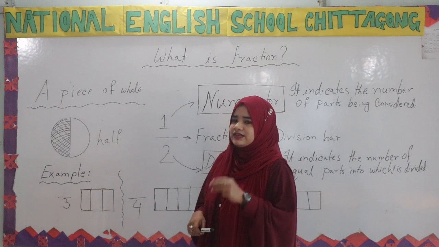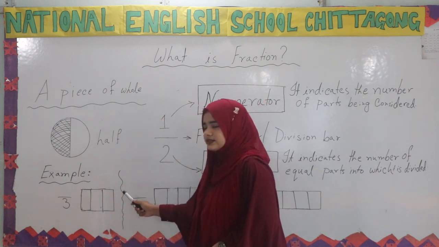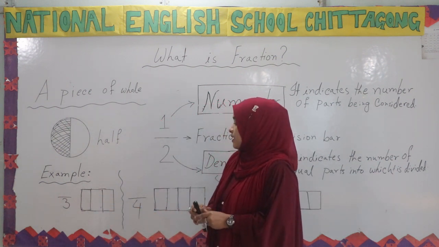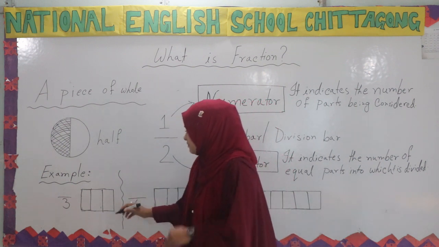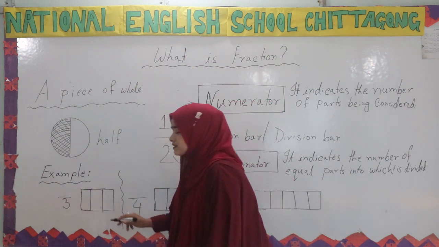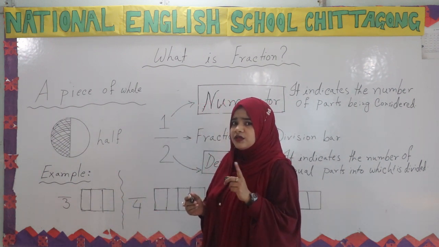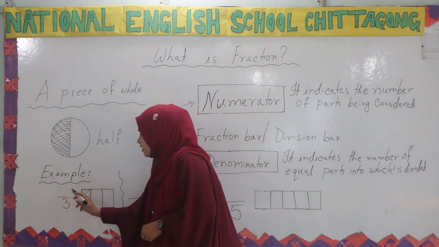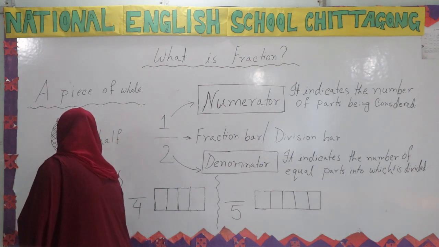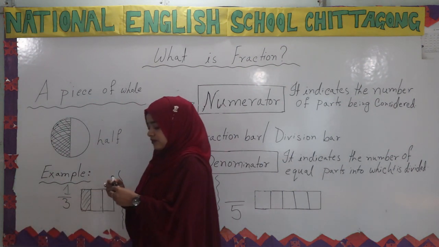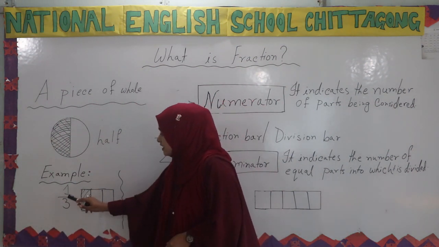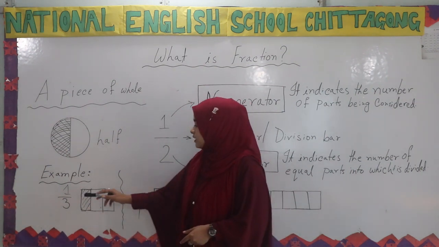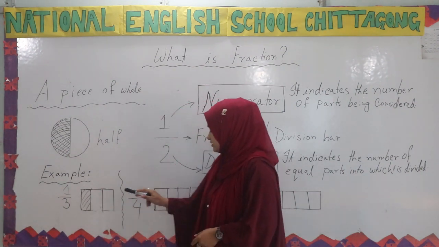Suppose you are three friends and you have a chocolate. You have to divide it into three equal parts. Now, three equal parts. Answer me, how many parts did you get? You get 1 part. So, you can read it as 1 by 3 or 1/3. You get 1/3 of this chocolate.